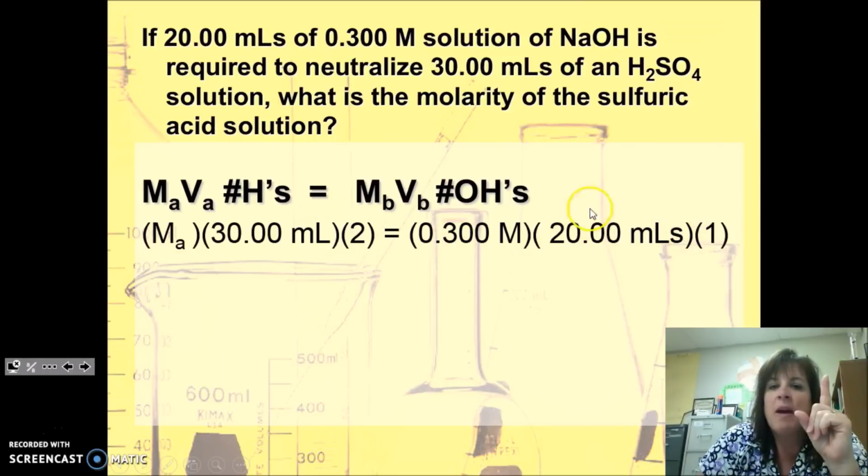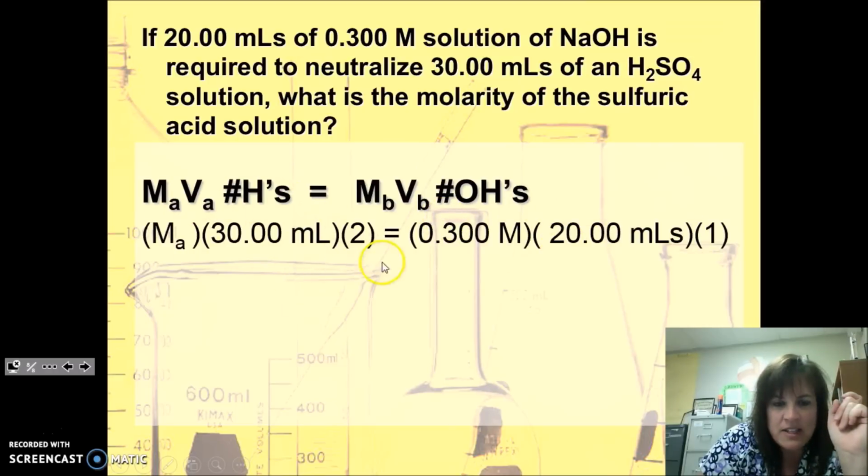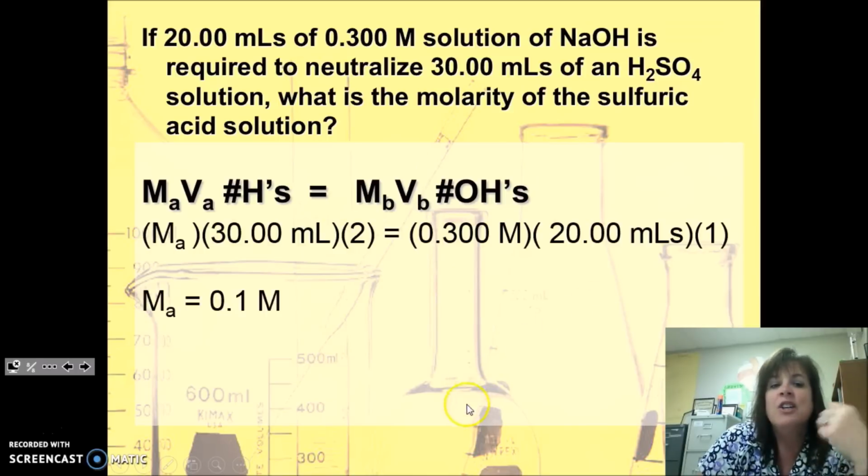So now to solve the math, we've got to multiply these together, and we've got to divide by this. 30 times 2 would be 60, so we're going to take this and divide by 60. If you did this correctly, you should get 0.1 molar.